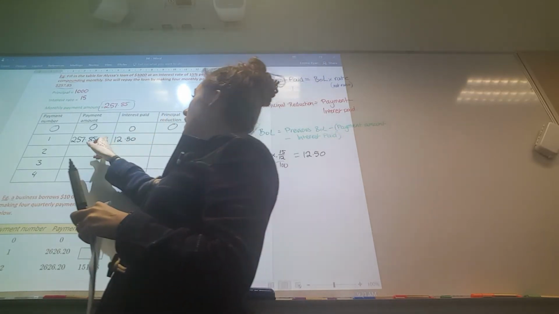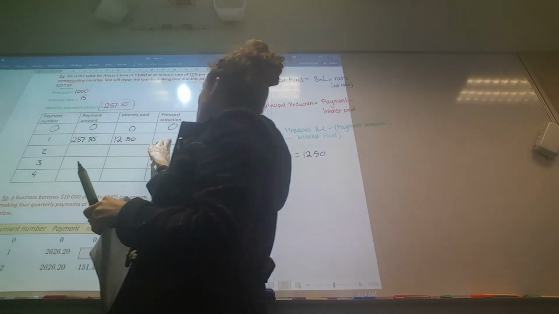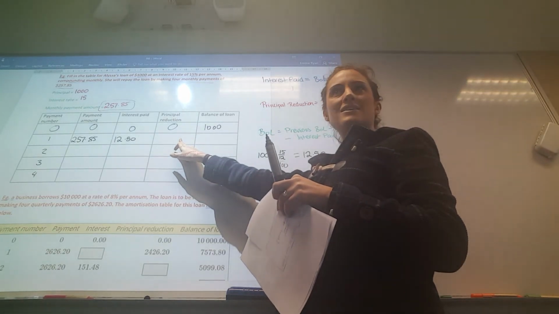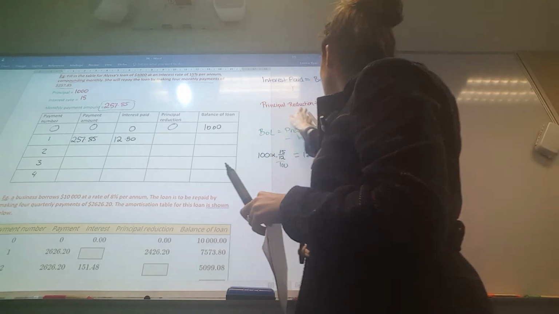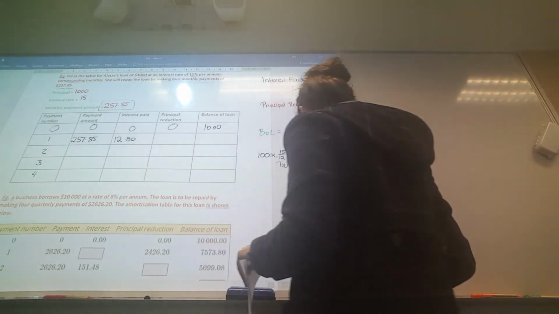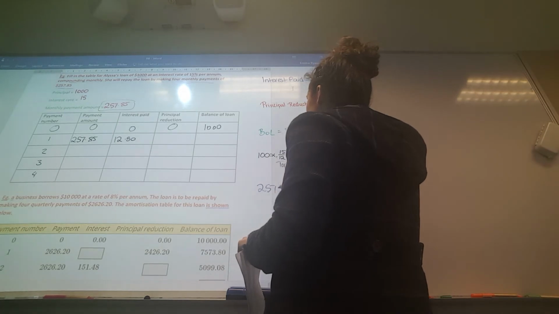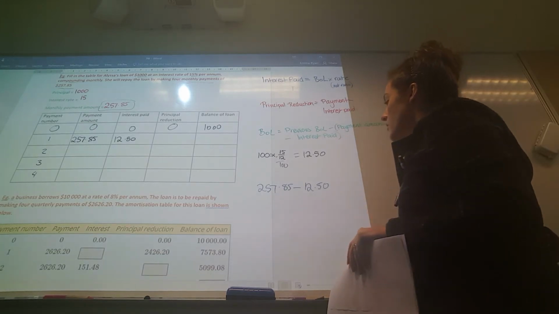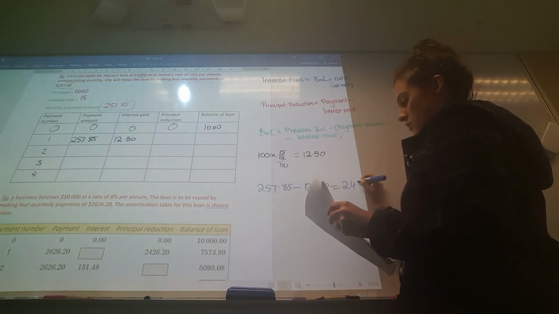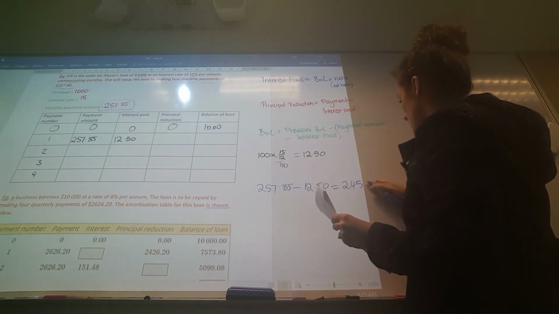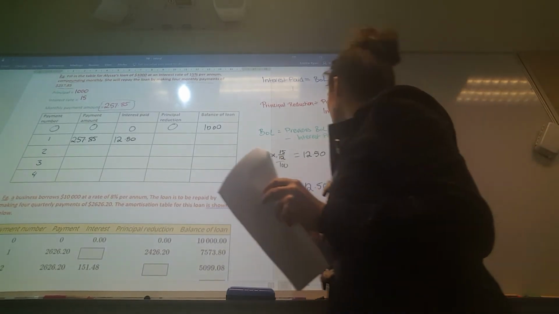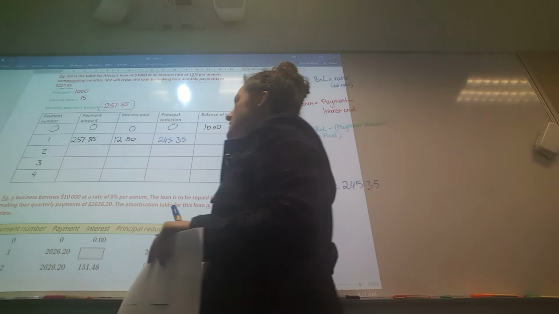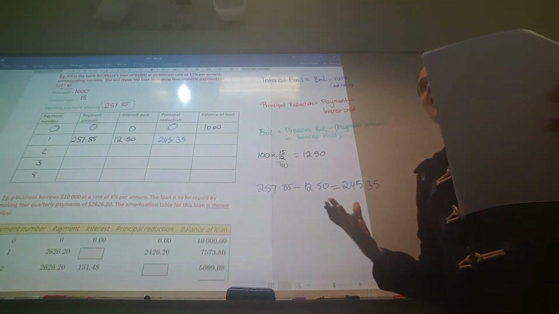The principal reduction, so whatever is left over from this amount, will tell us how much she can reduce the balance or the principal of the loan by. Does that make sense? So to get this principal reduction, she's got the payment amount, so what she's just paid, which is $257.85, take away the amount of interest paid. So $245.35.